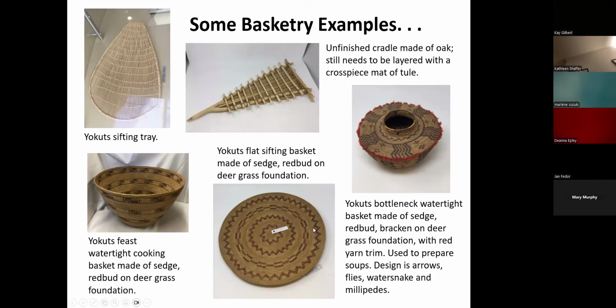And this is a flat 15 basket and a seating basket. And you see these are made from different materials. This one's made from tule. This one's sedge, which I'll be talking about in a moment, redbud, bracken. So these are all different materials that were used in these.